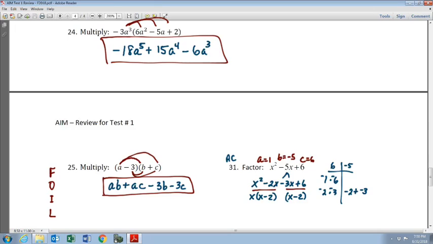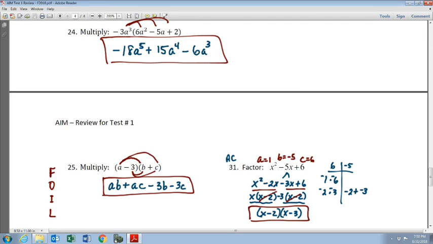So notice I need something times x to give me negative 3x. That's negative 3. So let's put a negative 3 in here. Notice negative 3 times negative 2 does give you the 6. And so this is going to work. We've got two terms with a common factor of x minus 2. X minus 2 times x, and x minus 2 times the negative 3. So x minus 2 is our common factor. And a really nice way to see the other factor is just cross out those x minus 2's and look at what's left there, x minus 3.